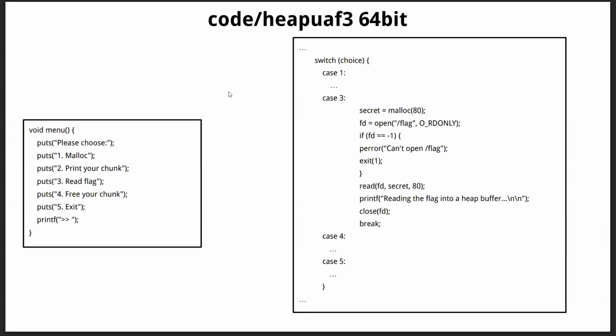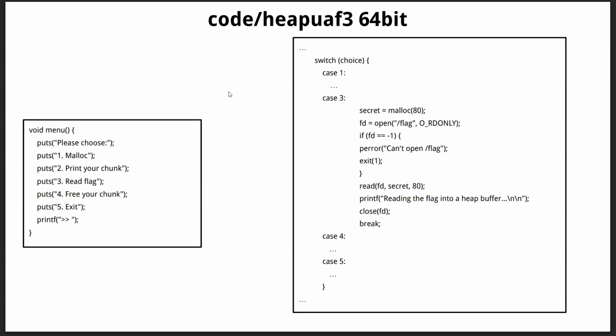Then there is another case called read flag, case 3, and I'll give you the source code here. There is a global variable called secret, that's a pointer. It will malloc 80 bytes, then the address will go to secret. Then it will open the flag file, read 80 bytes from the flag file, and put those 80 bytes in secret. That's it.